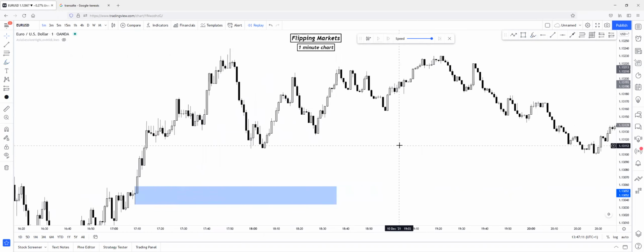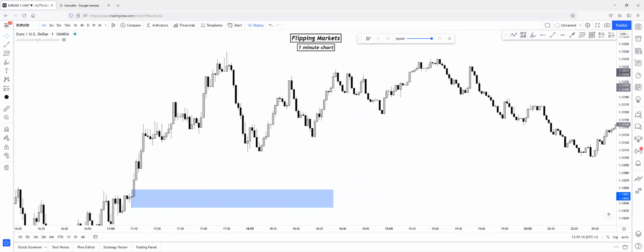Okay, let's find another demand zone. So as you can see, price broke structure here to the upside, created inefficiency here. So we will have to find the less recent candle before the inefficient push. This candle is the last candle before the inefficient push. So this will be our right demand zone.